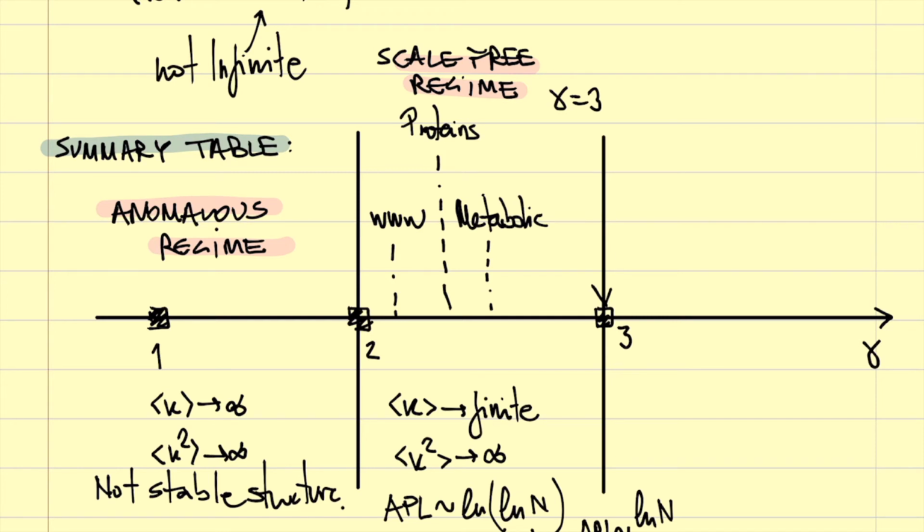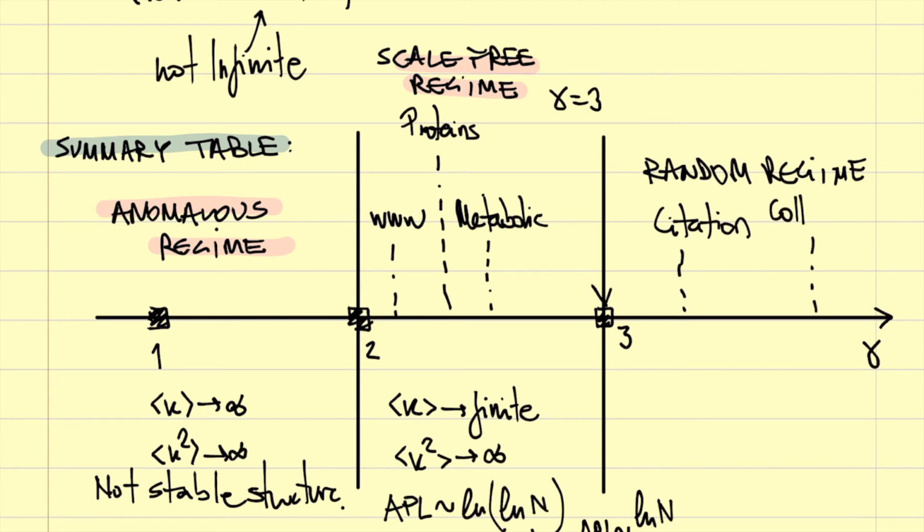And with gamma bigger than 3, we have our random regime. Okay, this is for instance, the citation network for papers or collaboration networks in projects in the industry. So here we have a k that is finite, and k squared is also finite.